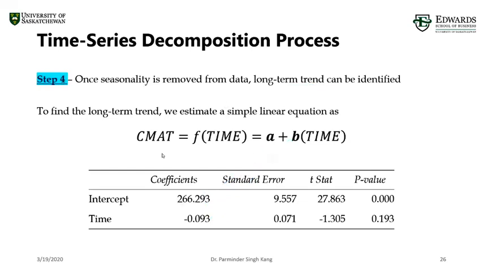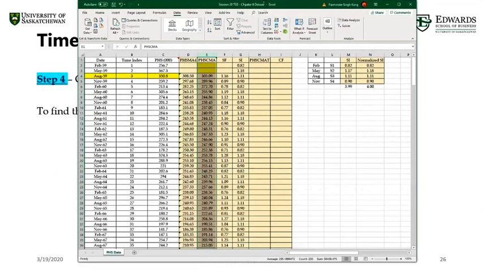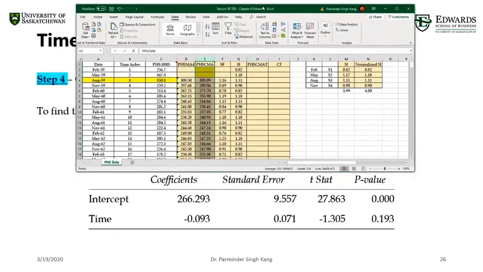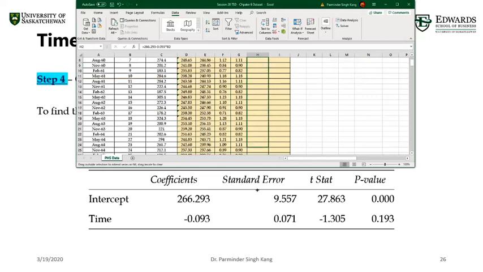Okay, so let's use our trend equation in order to get the trend component. So I'm going to go back to Excel, and we're going to put this side by side so that we can use the right equation. So for this we are working in column H. This is private houses sold, centered moving average trend. So the equation for the trend component is 266.293 minus 0.093 multiply by the time index. So that's why we use time index. So let's apply this across.